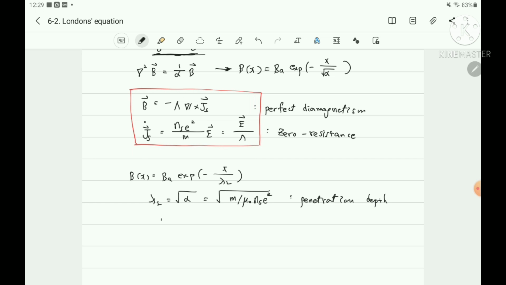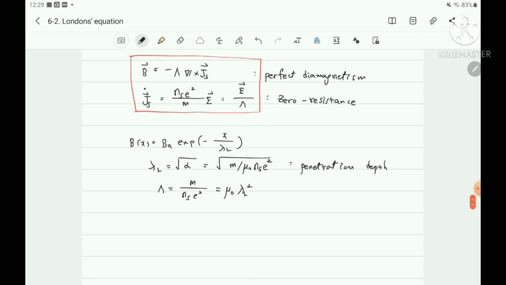And also lambda is m over ns e square, which is mu 0 lambda L square. Therefore, curl Js is minus 1 over lambda times 1 over mu 0 lambda L square times B. It is minus 1 over lambda times B.